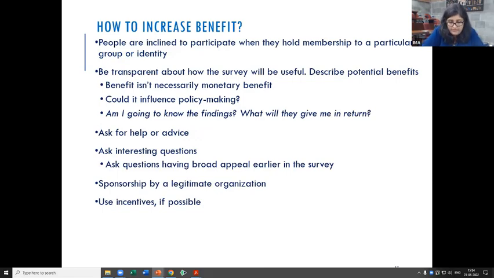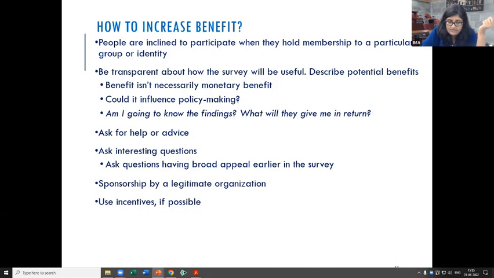How do you increase benefit? People are more inclined to participate when they hold membership to a particular group or identity. For example, if you are from a particular school and you see that someone from that school has created a survey, you're more likely to take that survey because you used to study in that school. So you have certain affiliation, certain attachment to that particular school or group or maybe company or maybe city. In this case, it would be ISM. This survey is for people at ISM. So make it very explicit.